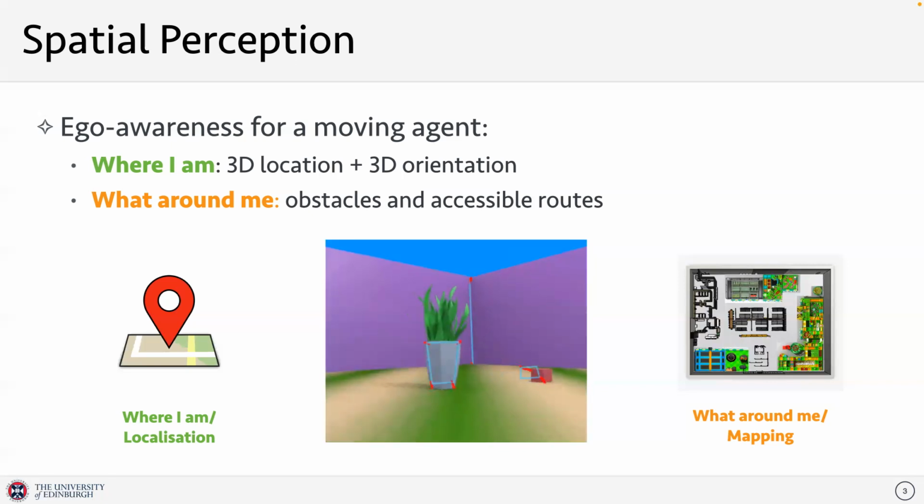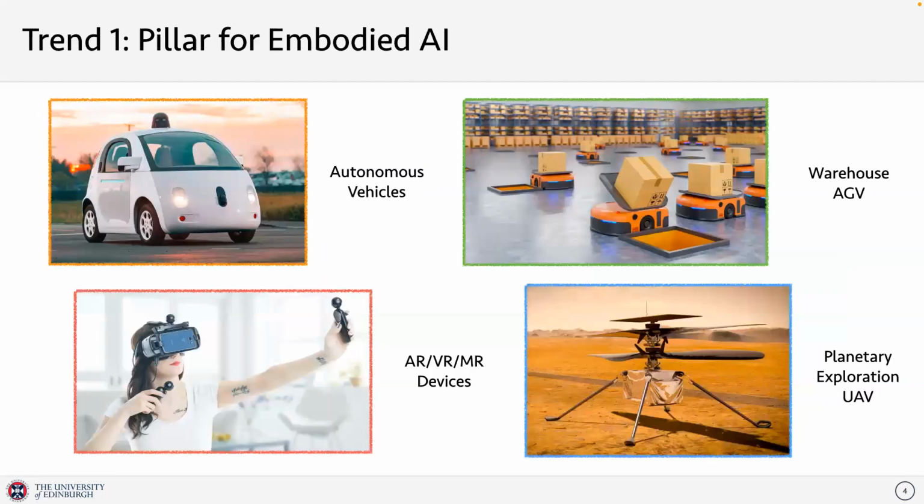Like every day we go from our home to the school or the office, we actually heavily depend on our spatial perception ability. Spatial perception is a problem that has been studied for decades, but recently we are seeing two interesting trends about it. The first one is that spatial perception is now deeply interwoven with emerging embodied agents, which is widely recognized as a key enabler to the success of embodied agents.